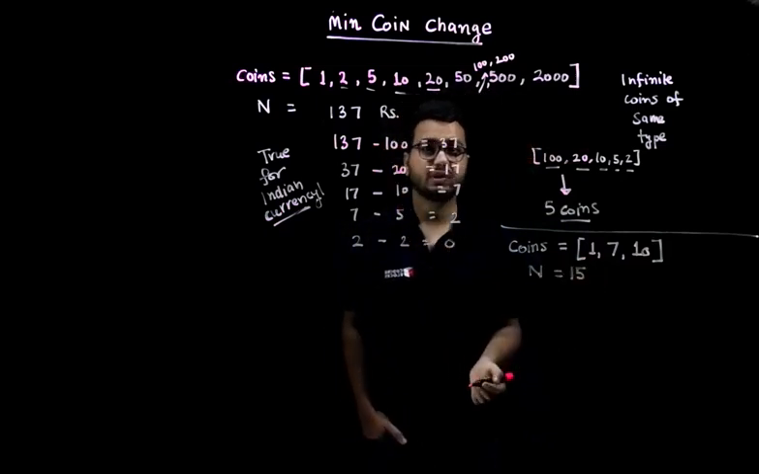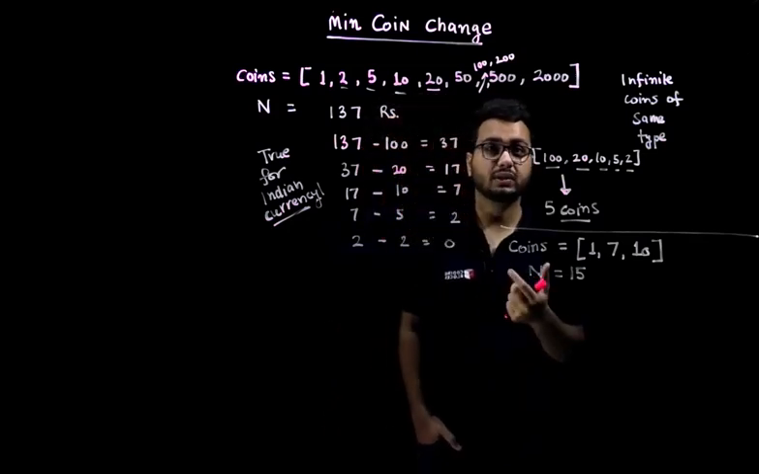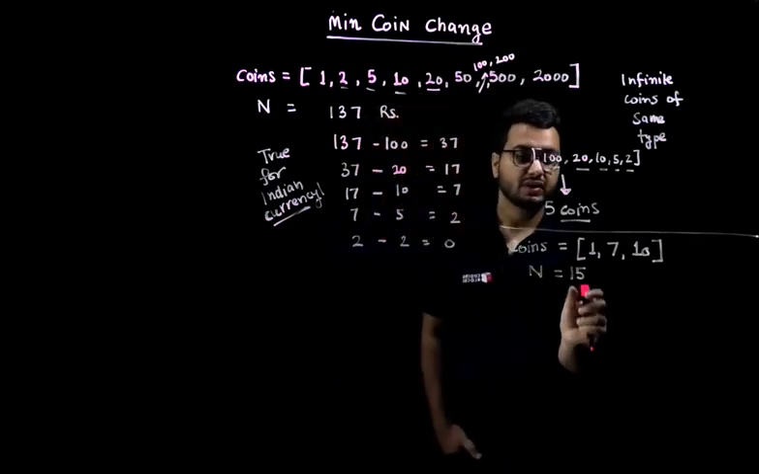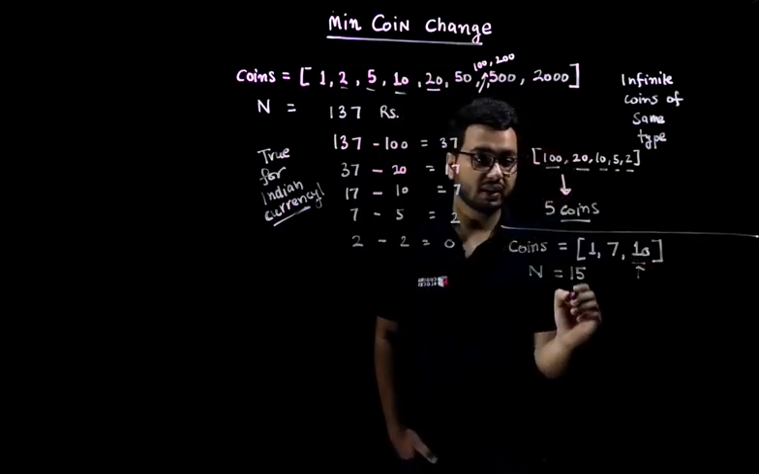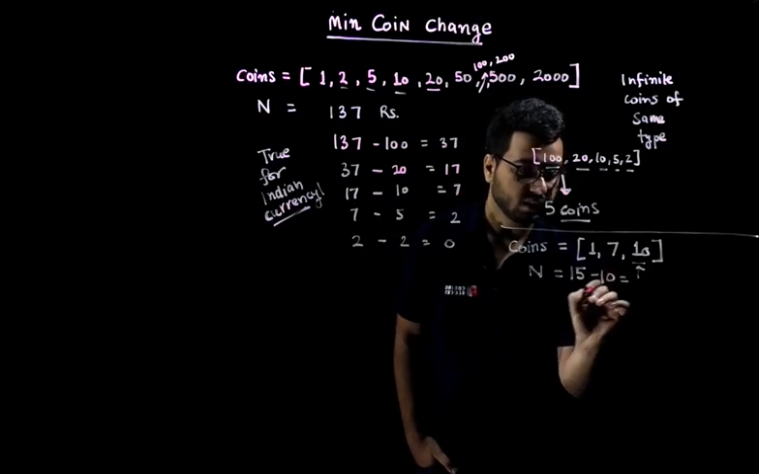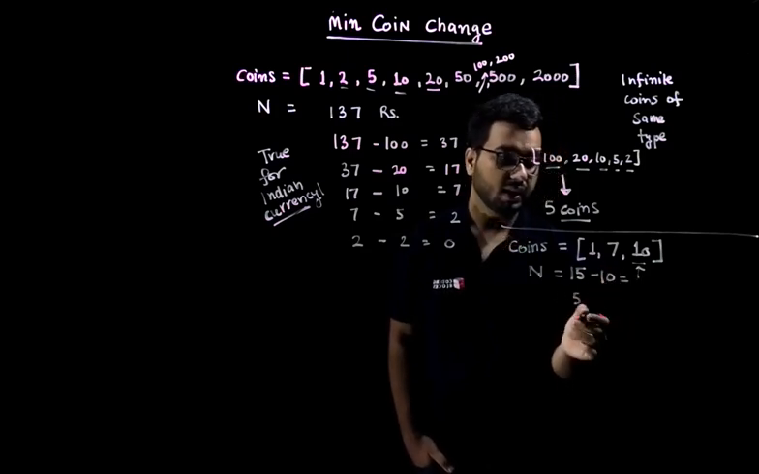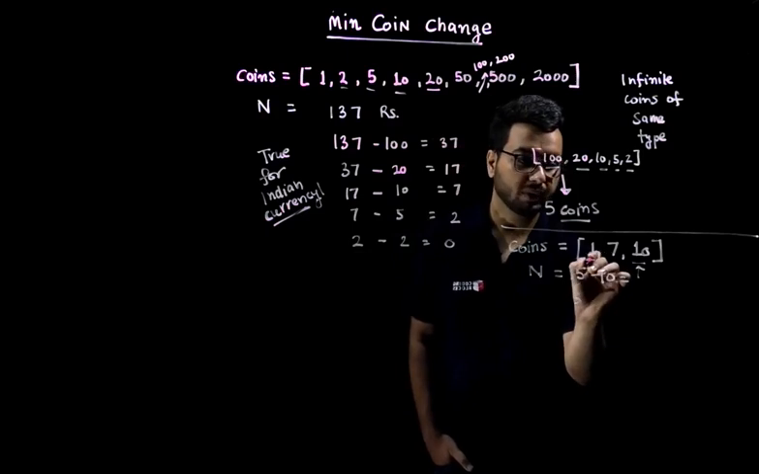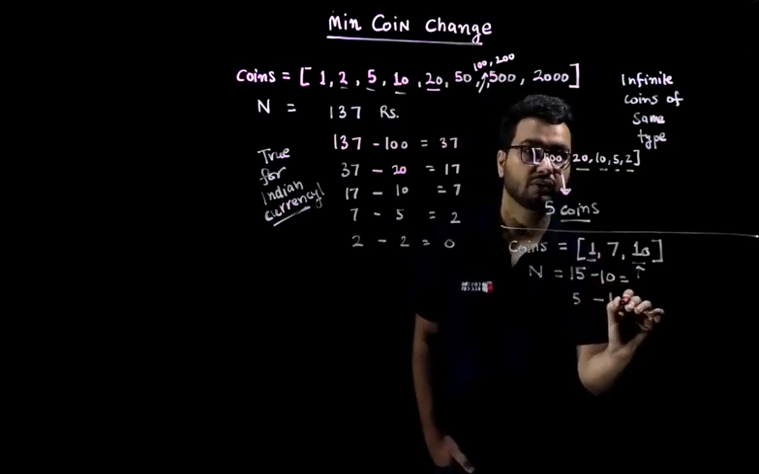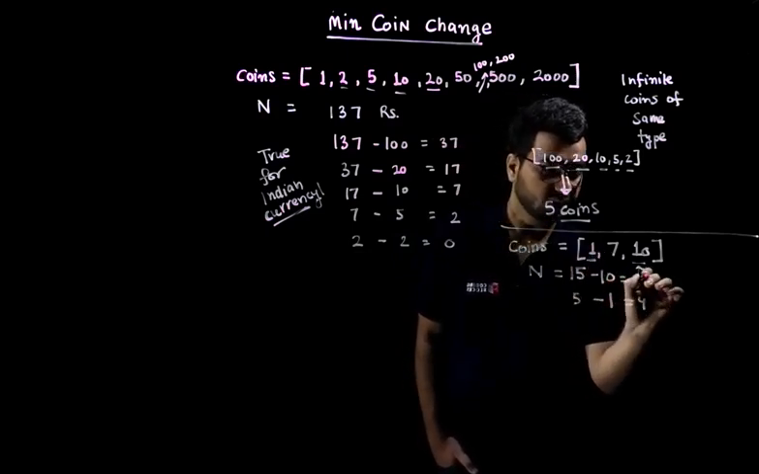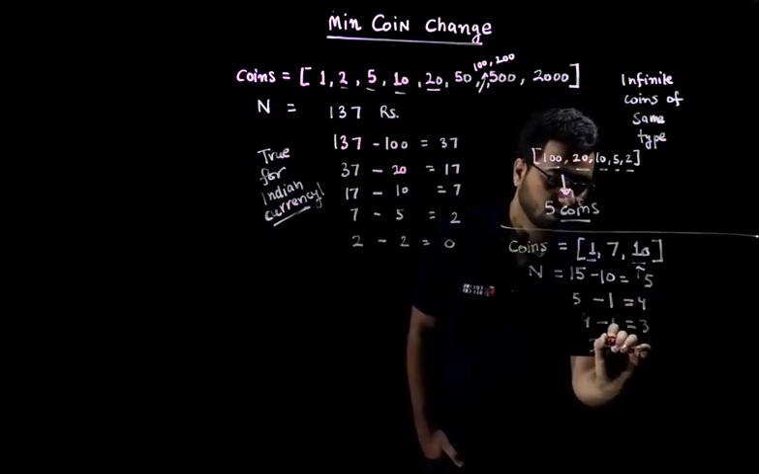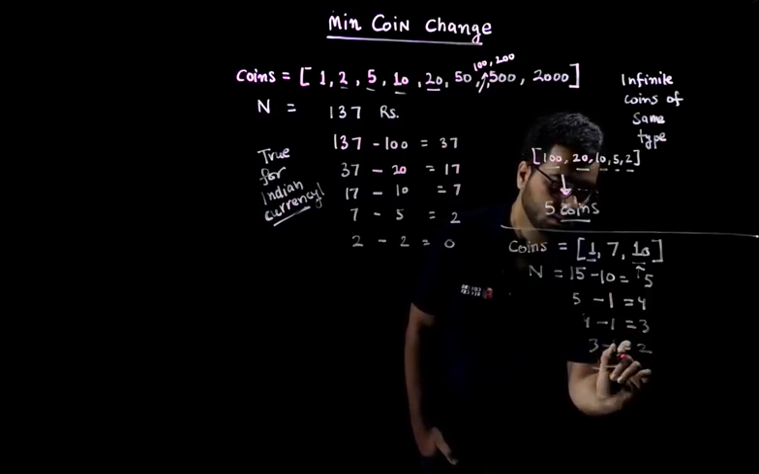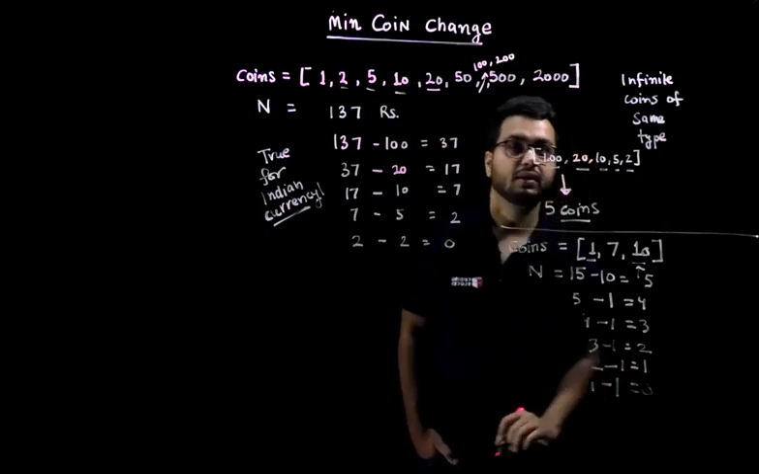So again, if you go with this greedy approach where you pick the largest possible coin which is less than or equal to 15, you will pick 10, right? So once you pick 10, you are left with 5 rupees, okay? And in order to make 5 rupees, you can pick only the 1 coin. You will have 5 minus 1, which is 4. And again, to make 4 rupees, you will make 3 rupees, and then you will make 2 rupees, then you will make 1 rupee, and then you will eventually get 0 rupee, right?